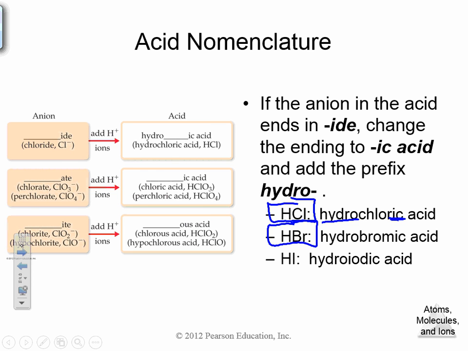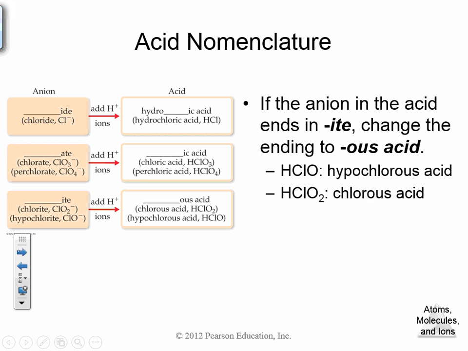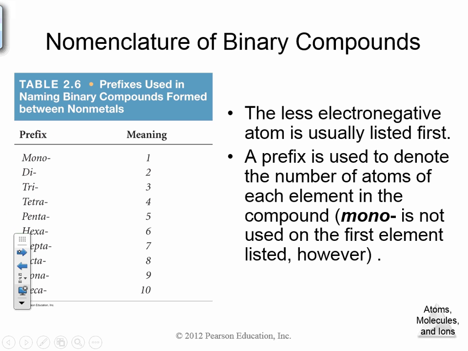Last bit of naming today is going to be focused around what happens when we have two nonmetals. Remember, this exists all the time, so let's use the example of PBr5. We have two nonmetals here. Now this is where the prefixes come into play. I've given you the table here to help you review the prefixes. You have mono, di, tri, tetra, penta, hexa, hepta, octa, nona, deca, 1 through 10.